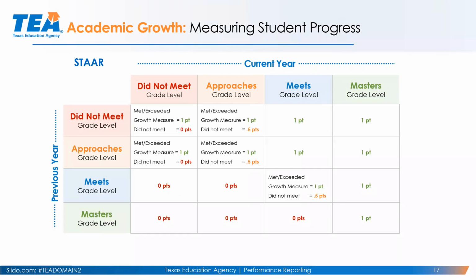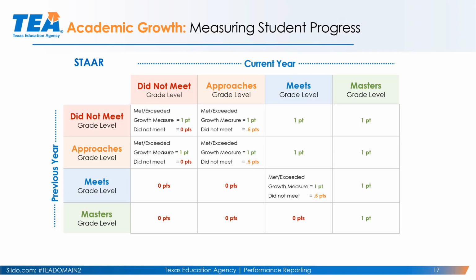Remember that the STAAR progress measure categorizes individual student progress as limited, expected, or accelerated. So if a student's progress measure is expected, he or she met growth expectations. If the student's progress measure is accelerated, he or she exceeded growth expectations.